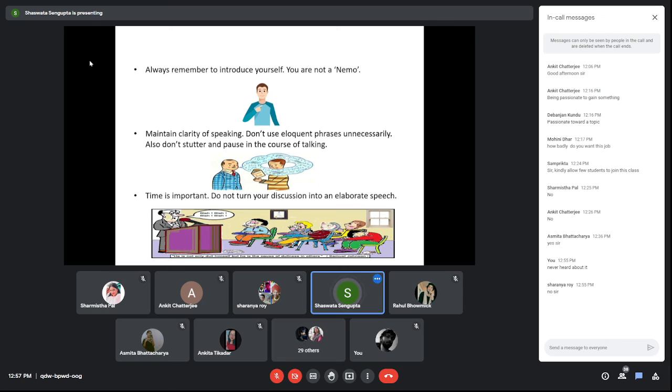And last but not the least, time management is very, very important. Whenever you are talking, you should try to speak in an attractive manner and you should keep your speech brief. You should keep it as short as possible. You should not turn it into an elaborate bhasan of sorts.